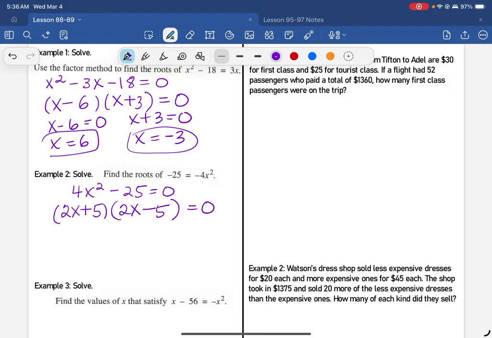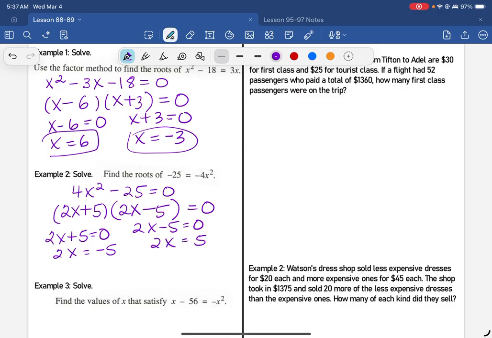Now normally, if my homework said factor, I would just leave that. But because it says solve, I need to set both of these equal to 0. Now I'm going to subtract 5 from over here, so 2x equals negative 5. And over here I'm going to add 5.